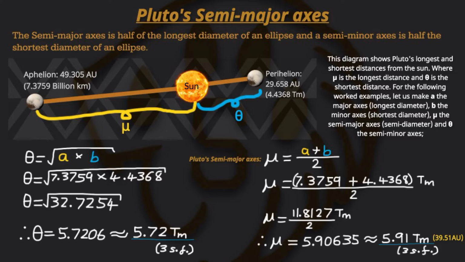32.7254. Therefore theta is equal to 5.7206 billion kilometers, which is approximately equal to 5.72 terameters or 5.72 billion kilometers, correct to 3 significant figures, which is basically 38.24 astronomical units.